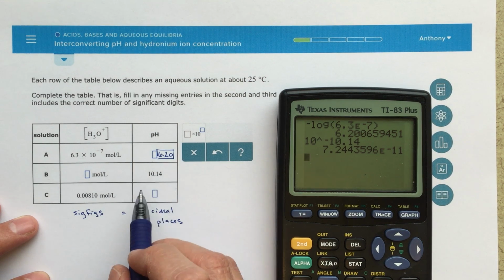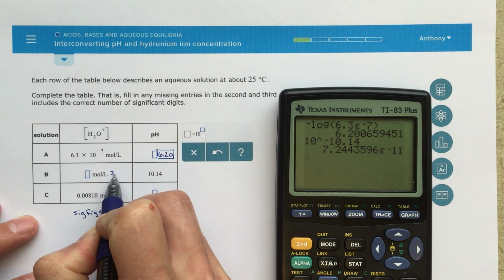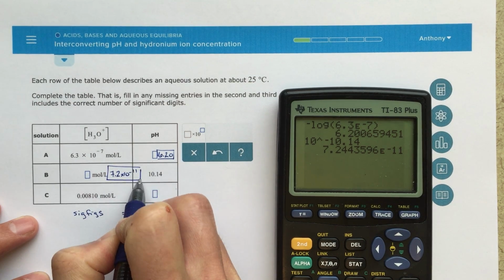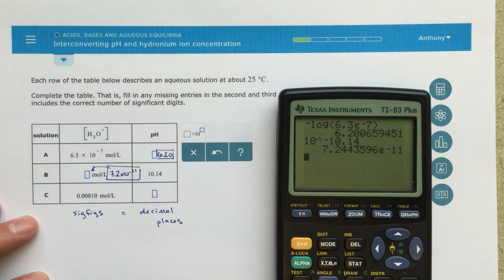So 2 decimal places, so this will be 7.2 times 10 to the minus 11th. That's going to be my answer for that box right there.